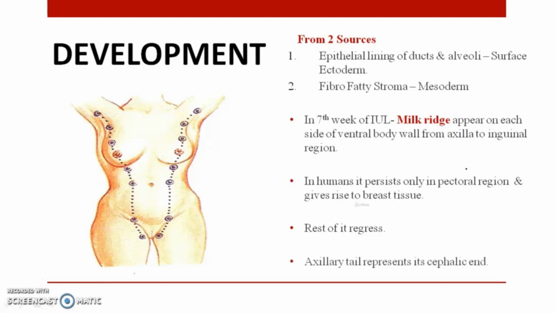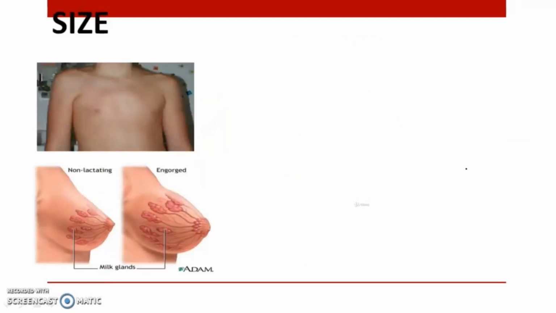And you can make out the axillary tail, which we saw before. That axillary tail is nothing but the cephalic end of the milk ridge. So the milk ridge has a cephalic end, which is the axillary tail of Spence that we are seeing. Now coming to the size of this mammary gland.